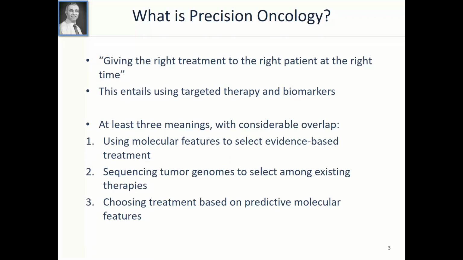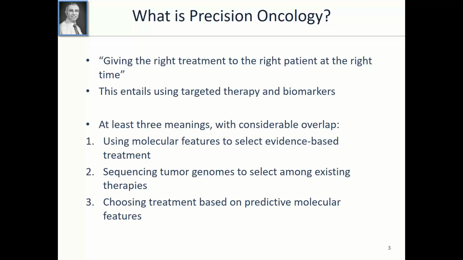So let me start by giving a definition of precision oncology. I don't think there is, let's say, a universally accepted definition, but usually people refer to this as the attempt to give the right treatment to the right patient at the right time. And what is implied here is that we need to use targeted therapy and biomarkers, and this is particularly relevant in oncology.